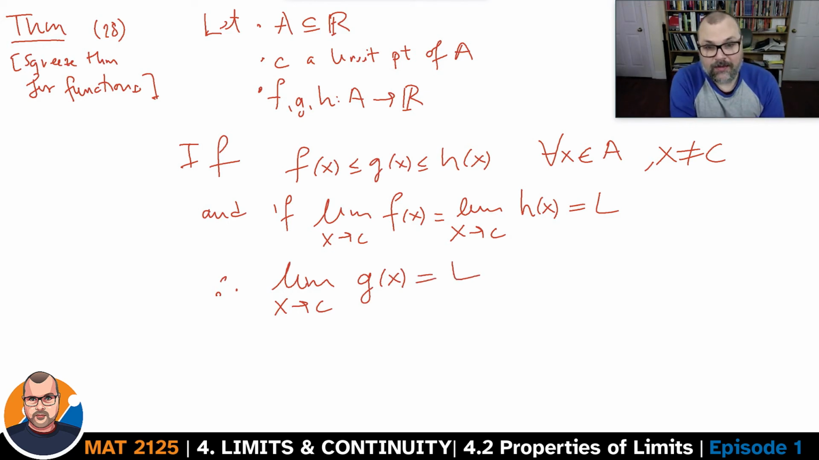When we say this statement here, we are saying that the limit exists, and that both limits are the same, right? So there's a double statement. At any rate, the conclusion is that the limit of the middle function also exists and has to take on the same value, L. How do we prove that? We're going to use Theorem 26.